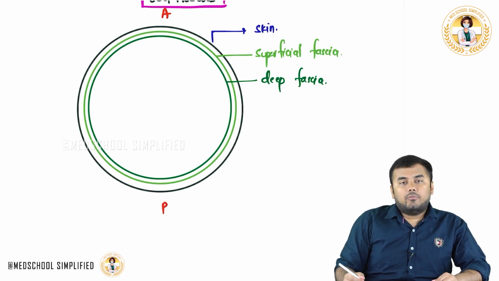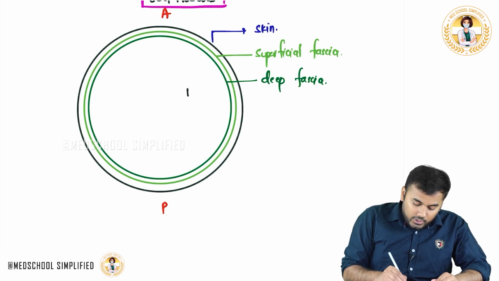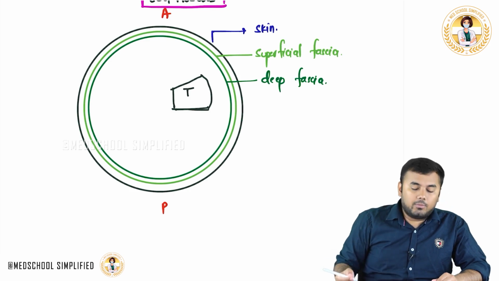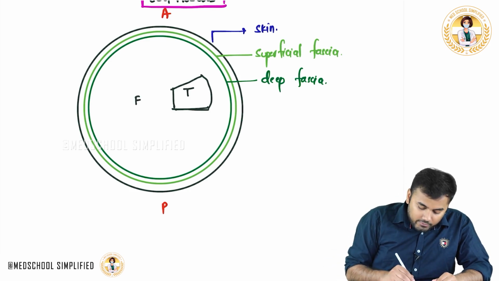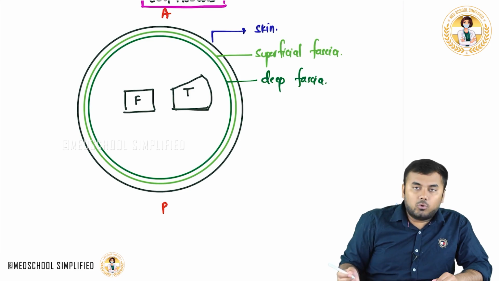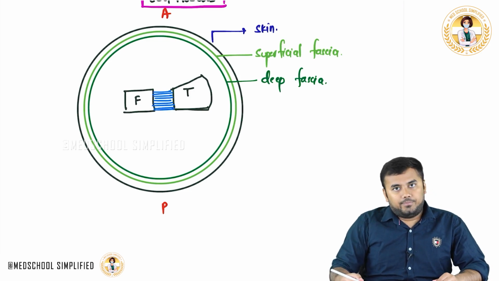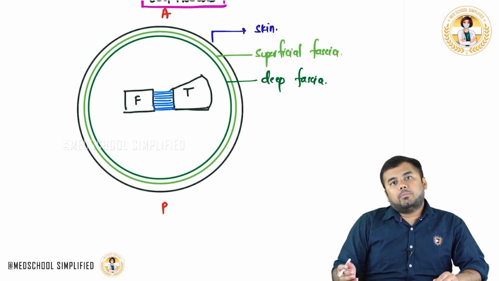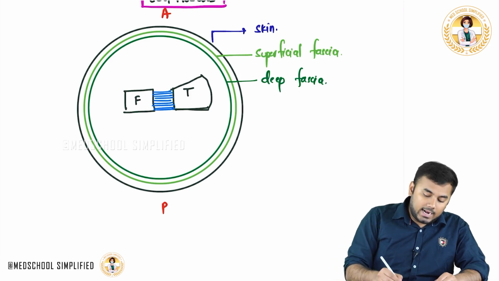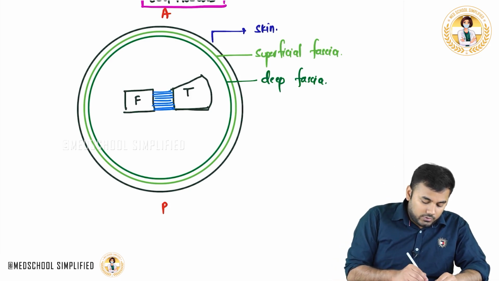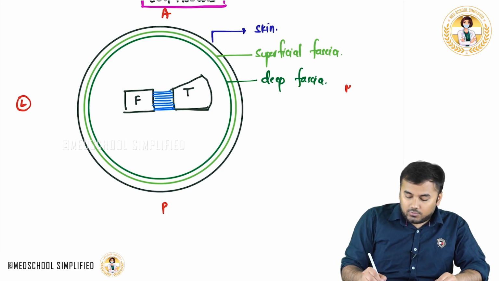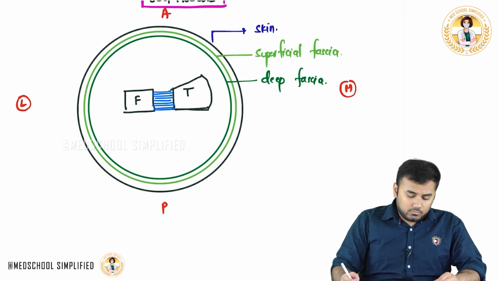In the leg you have two bones. What are the two bones? One bone is the tibia. This is your tibia bone. The next important bone is your fibula. This is your fibula bone. In between tibia and fibula you have a membrane, called the interosseous membrane. Always remember that wherever there is fibula, that is the lateral side. So this will be your lateral side and this will be your medial side.